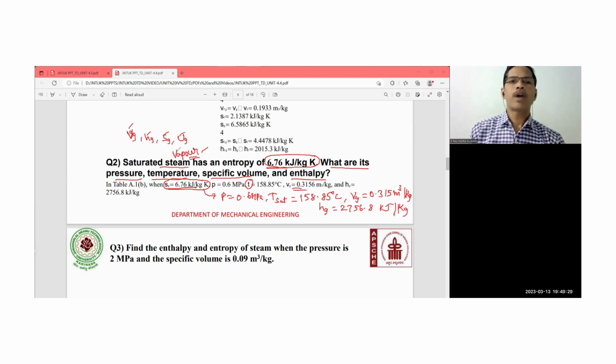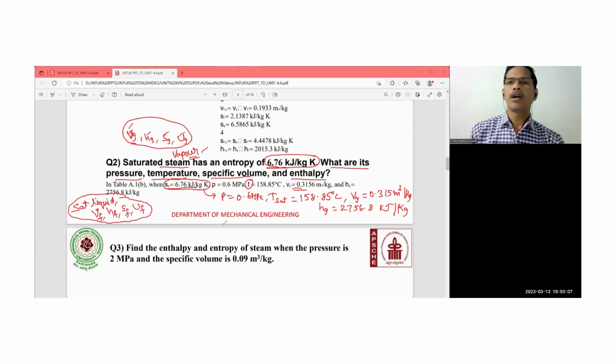Sometimes they may mention the saturated liquid. For saturated liquid at this state condition, what do you have to note down? That is the specific volume Vf, enthalpy of the fluid, entropy of the fluid, and internal energy of the fluid. A student must be very careful about this. In the saturated liquid state you note down these, and for saturated vapor you note down the corresponding values in the saturated vapor.